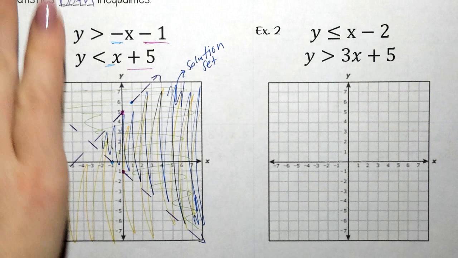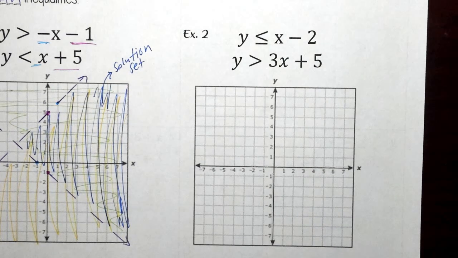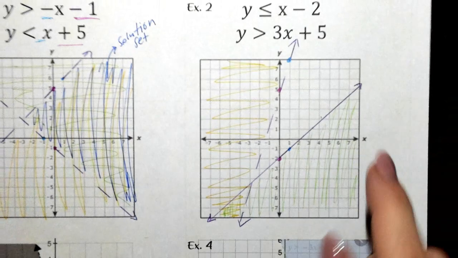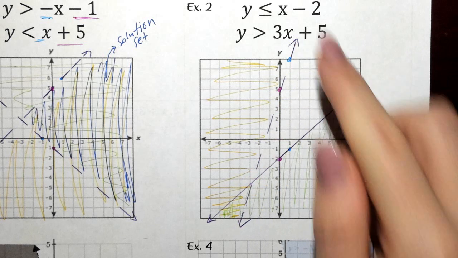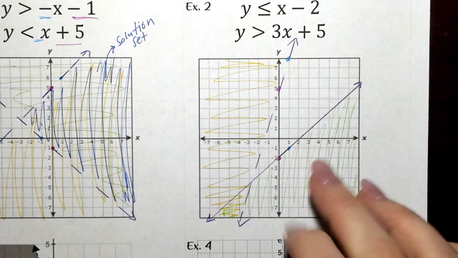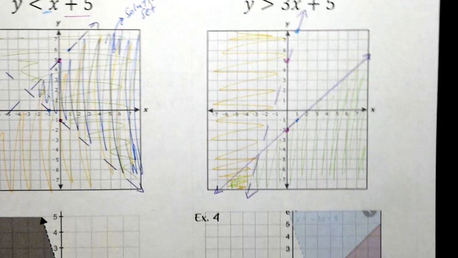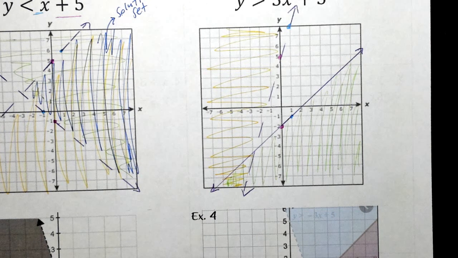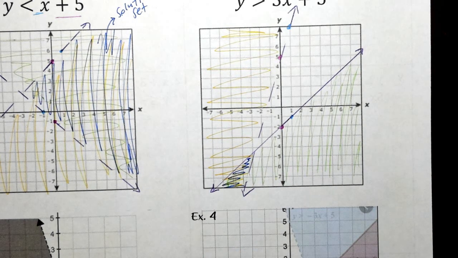Okay, same thing. Graph each of them. So I went ahead and graphed them. This is that first line, this is that second line. Here's the solution set, less than or equal to right here, greater than for that second one. So we can see right here, this tiny little area. This is the solution set here.